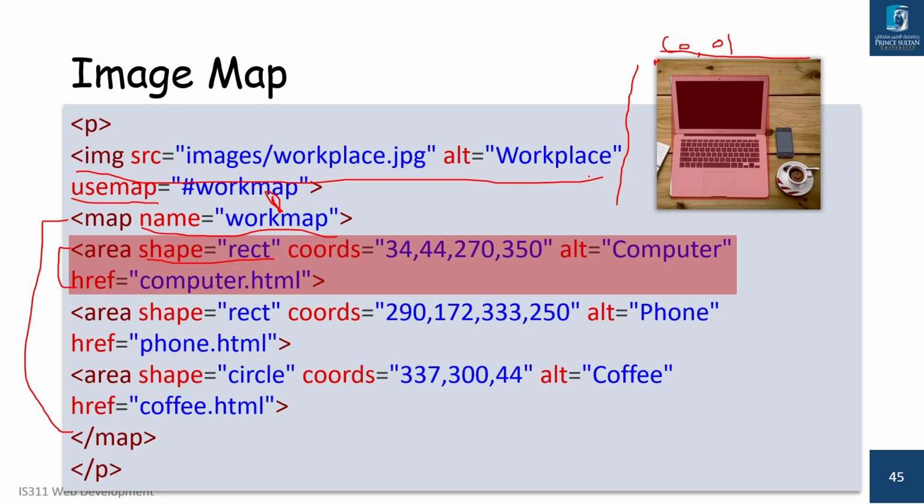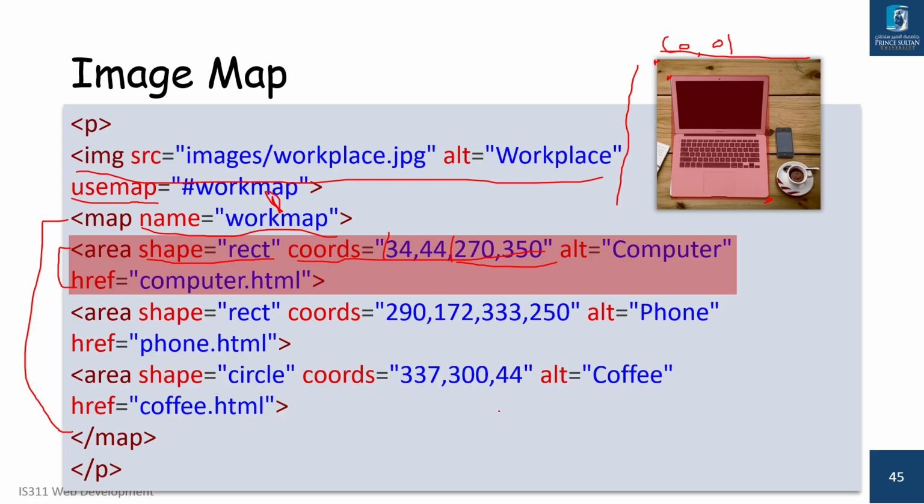But if I say negative, then of course it is going out of the picture. That's what we don't want. So to specify that rectangle, we need two coordinates, two xy pairs. This is the first pair, x and y, 34 and 44. So actually this represents this top corner here. And I also need the other point, the bottom right corner. And that is actually the second point here, 270 and 350.